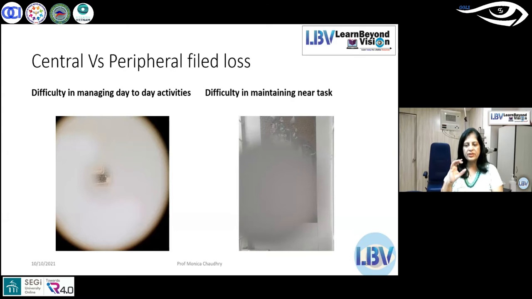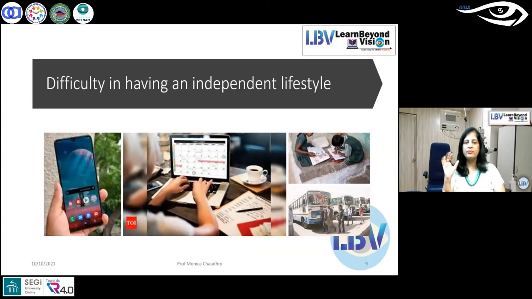And when it comes to central field loss, the difficulties are more with near tasks, because the macula is needed for the center to see near. Wherever he focuses, everything goes into that dark circle. And it's very frustrating.